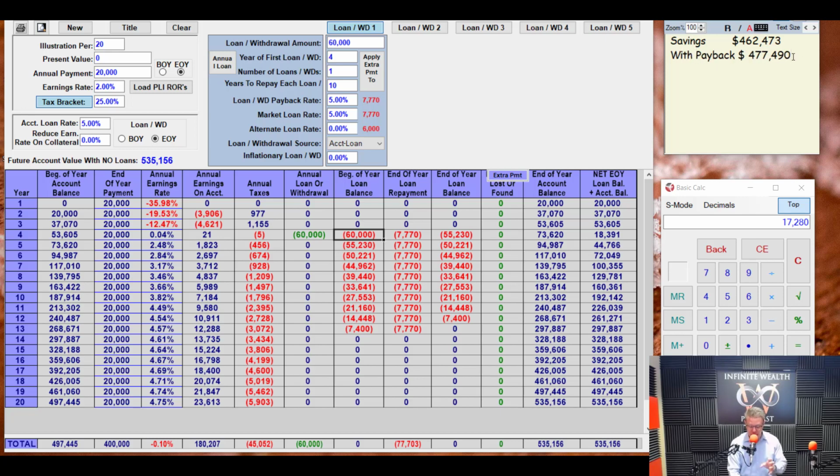But now how much money do we have now? With IBC, we have $535,156. That's quite a bit more money. Just in the savings account, we had $462,000, but now even just with the payback, we have about $70,000 more.